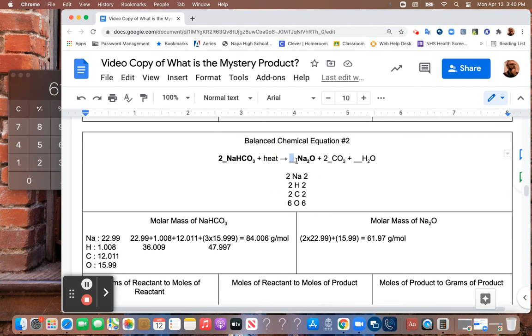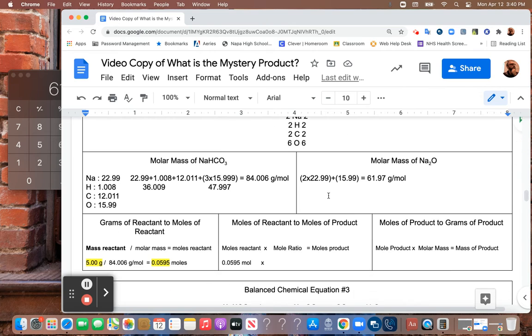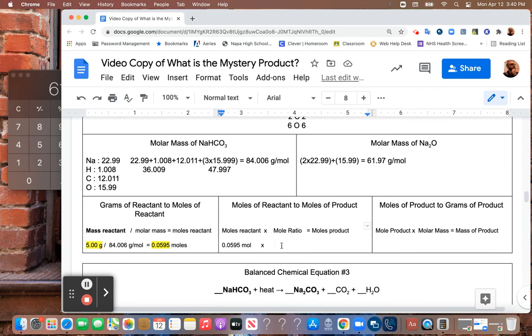Oh, okay, so this is a 1 then, and this is also a 1. So my molar ratio is 1 mole of that is made from every 2 moles of that. Oh, I make half as much as I start with. I only end up with half as much. Okay, so my mole ratio then is going to be 1 mole of product over 2 mole of reactant.